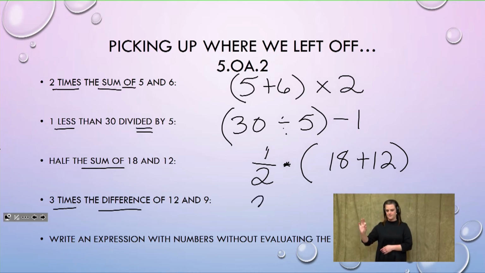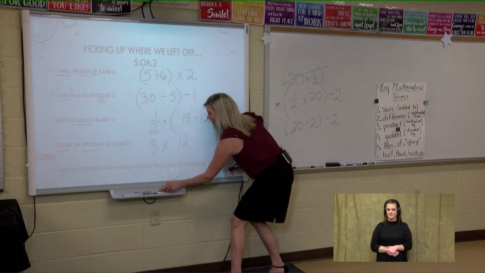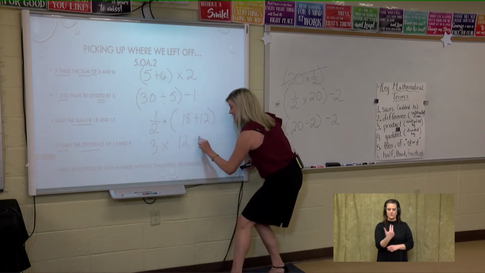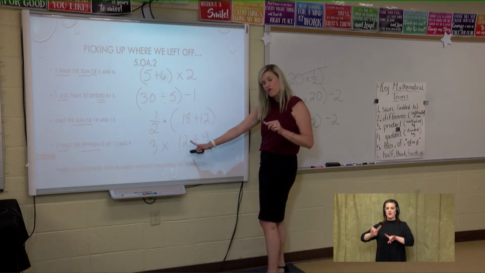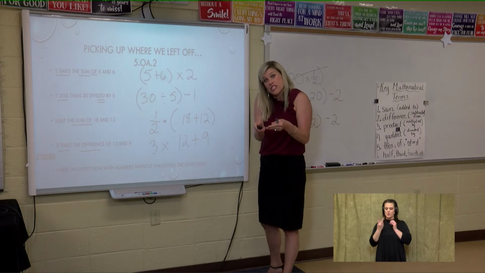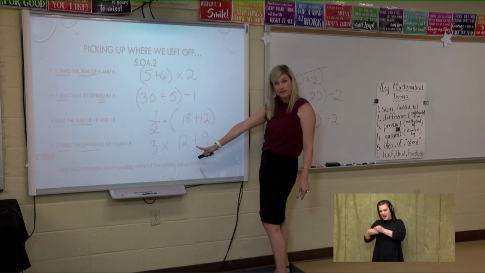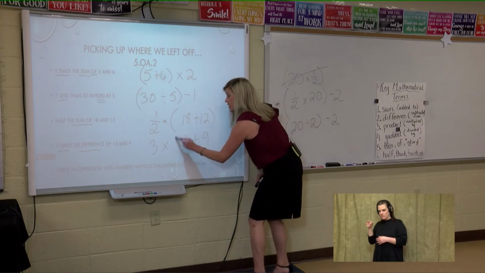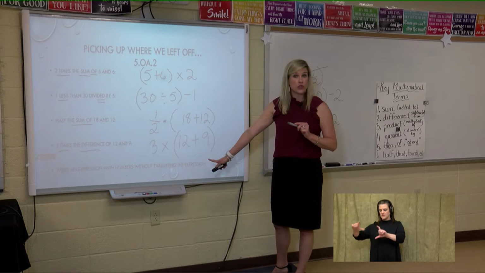You could say 3 times 12 and 9. But notice, because 12 and 9, we have to find their difference before we multiply. What must I do right here? Yeah, I have to put parentheses around it. That way I know I do it first.